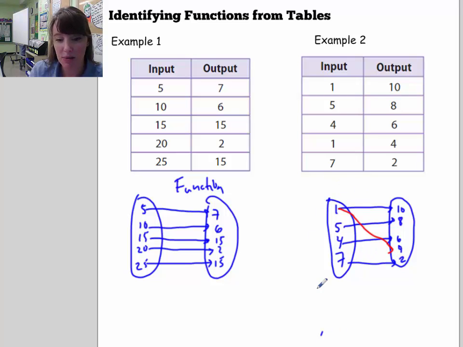The idea that you have 1 being sent to 10, and you also have 1 being sent to 4, makes this not a function, because this one input is paired with 2 outputs, and that's a problem. Okay, so this is not a function.